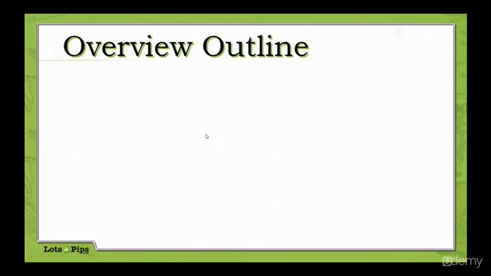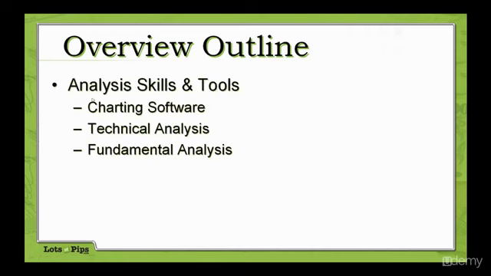The next three videos will be in this section of the overview, and the first thing we're going to talk about is analysis skills and tools. Analysis is how we determine and find clues to letting us know which way the market's going to go next. That's all it is. All we're trying to do is figure out which way a currency pair or the market is going to go next. Once we figure that out, we can figure out where to get in and where to get out and make some money. But that's the analysis.